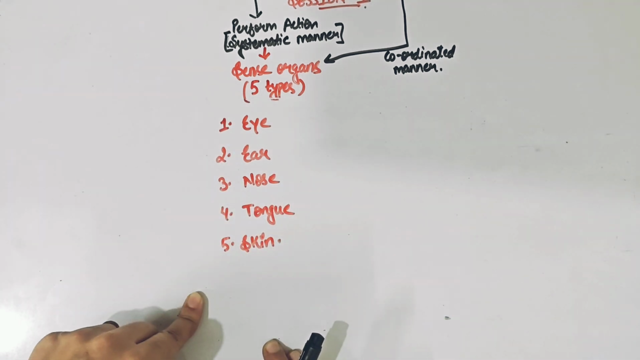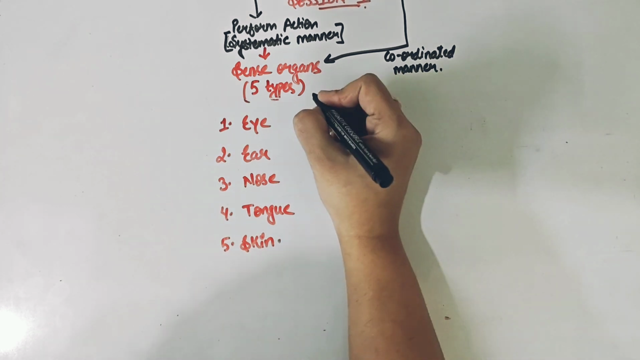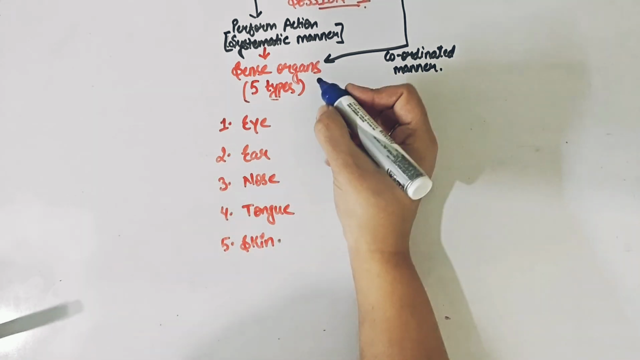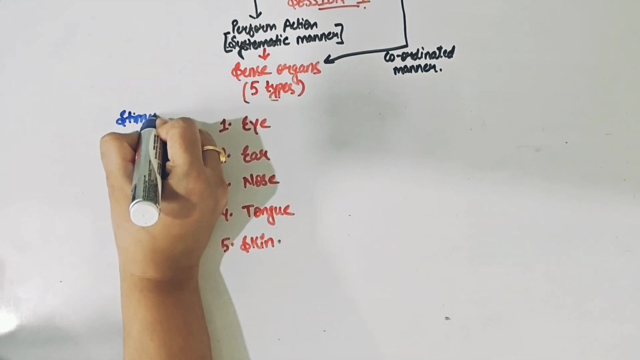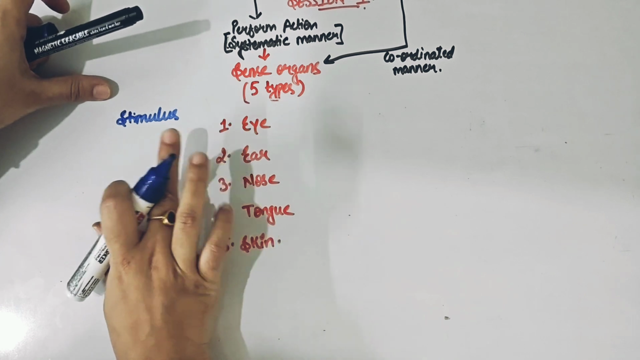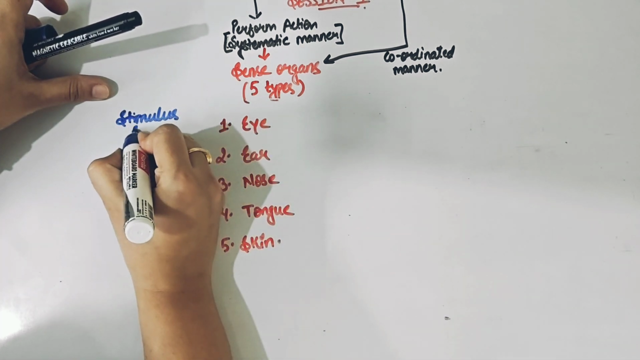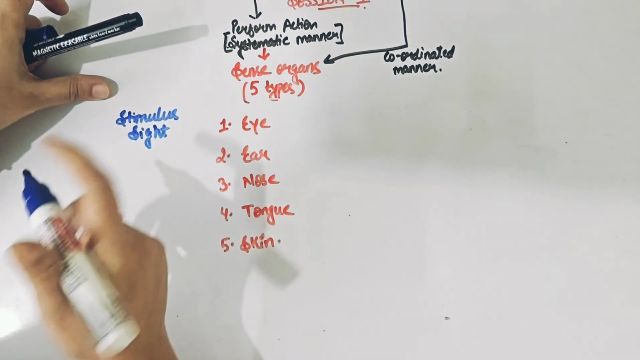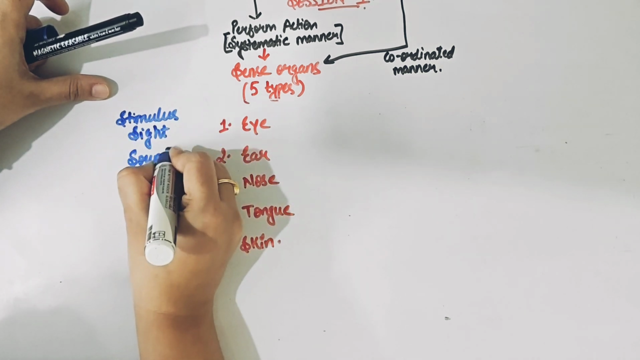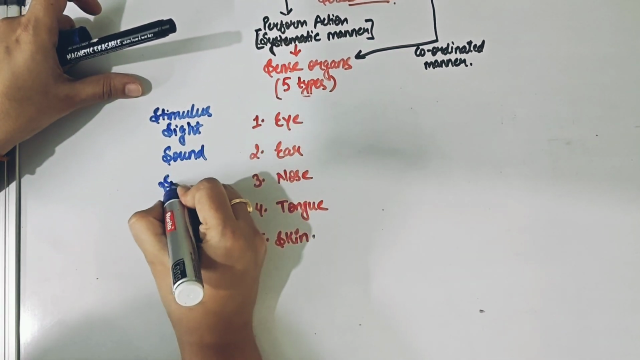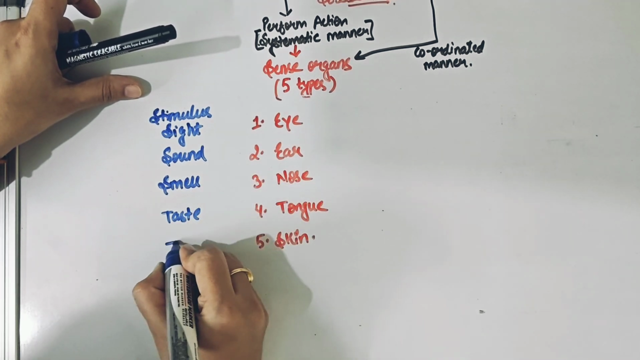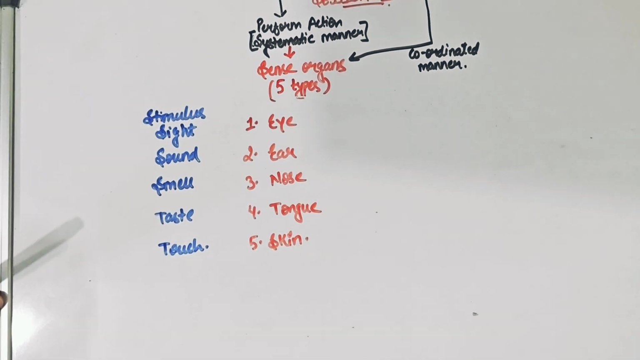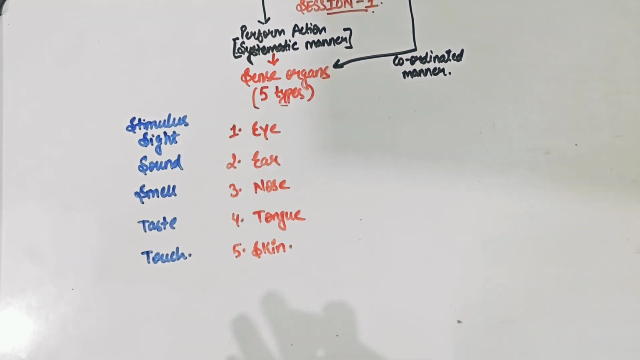All these sense organs are sensitive to some stimulus. Sense organs are sensitive towards different stimuli. The eye is sensitive towards sight. Ears are sensitive towards sound. Nose is sensitive towards smell. Tongue is sensitive towards taste, and skin is sensitive towards touch. This is something you would have studied from maybe grade 4 or 5, all this concept.